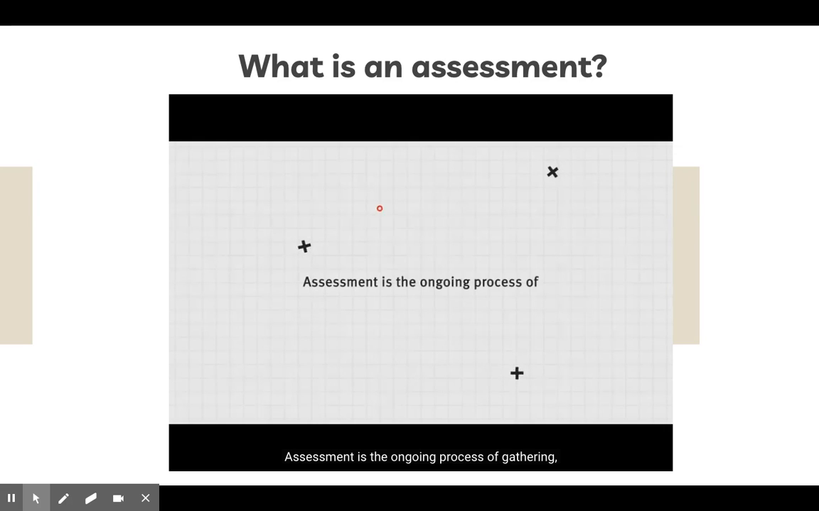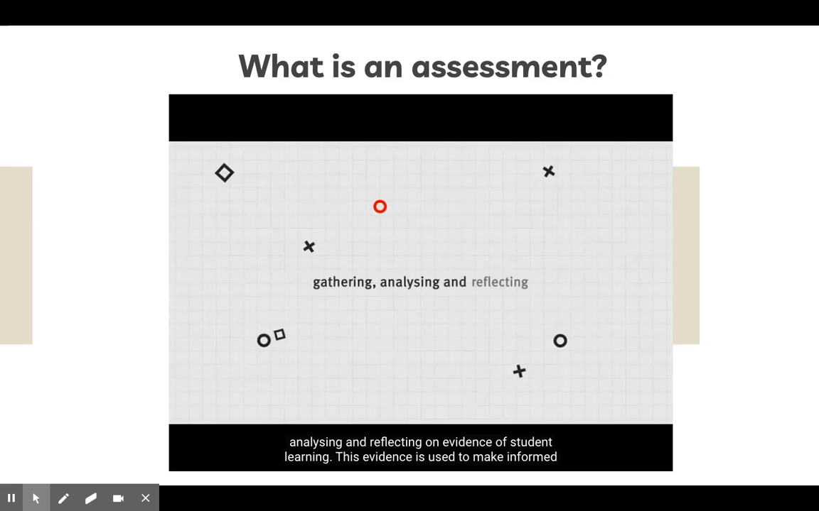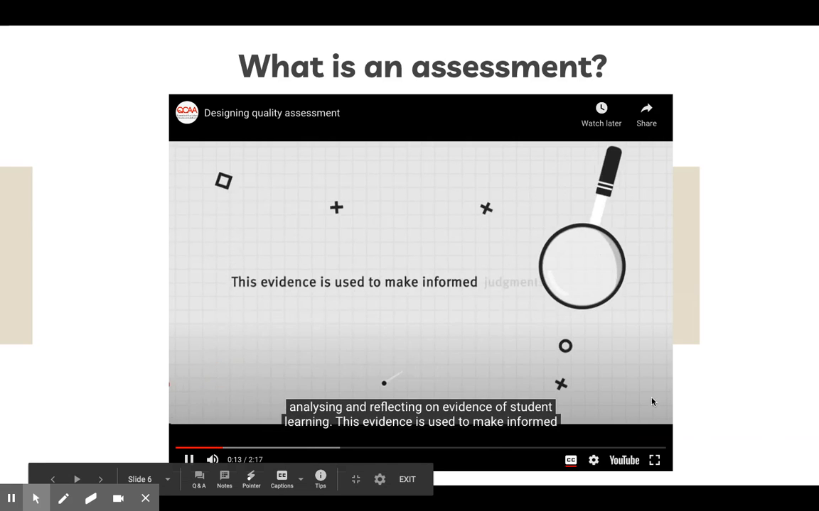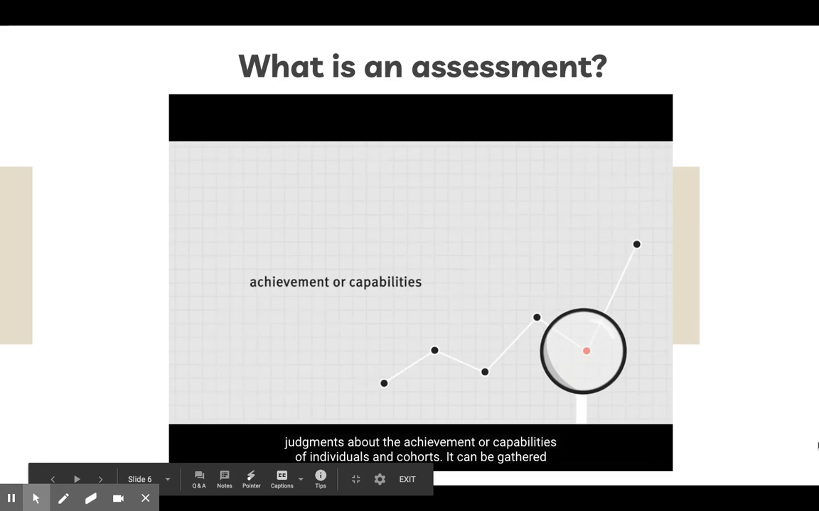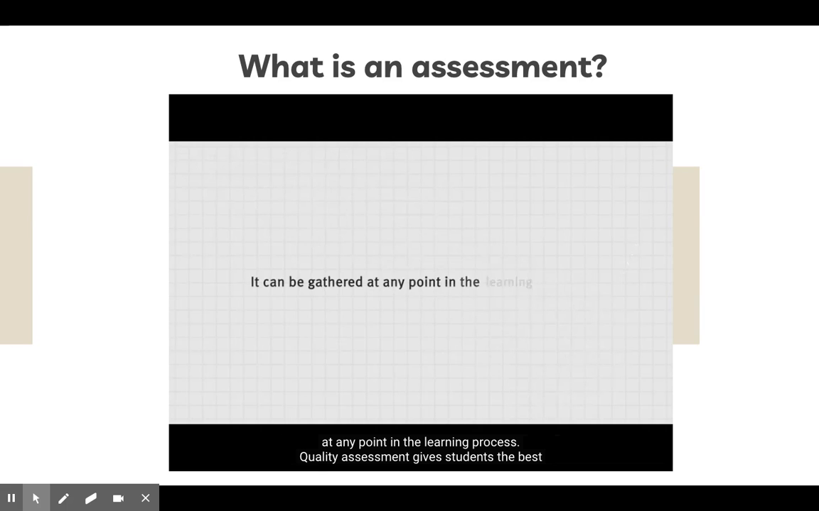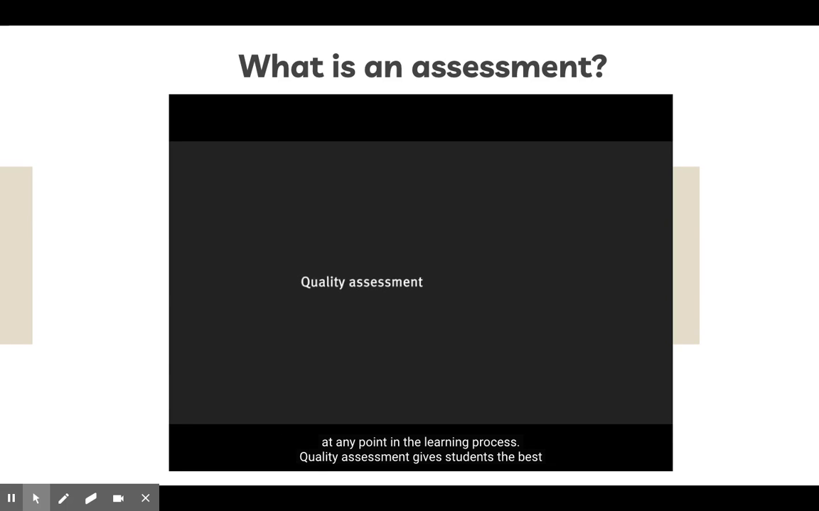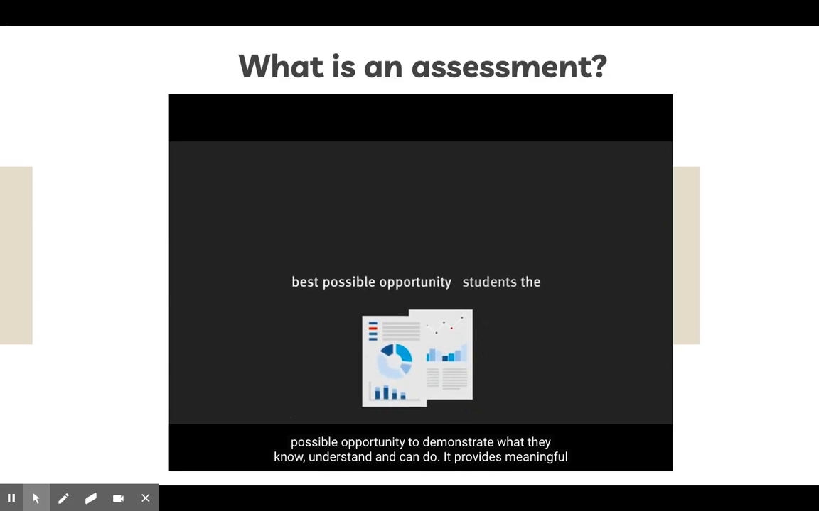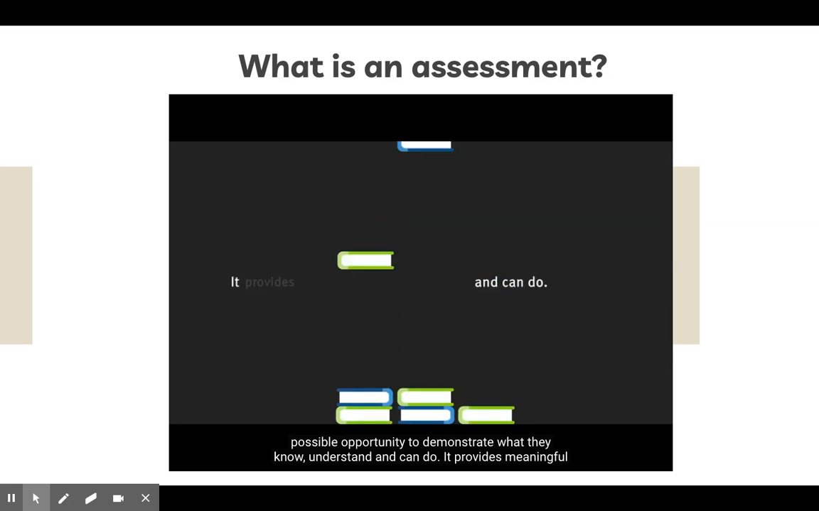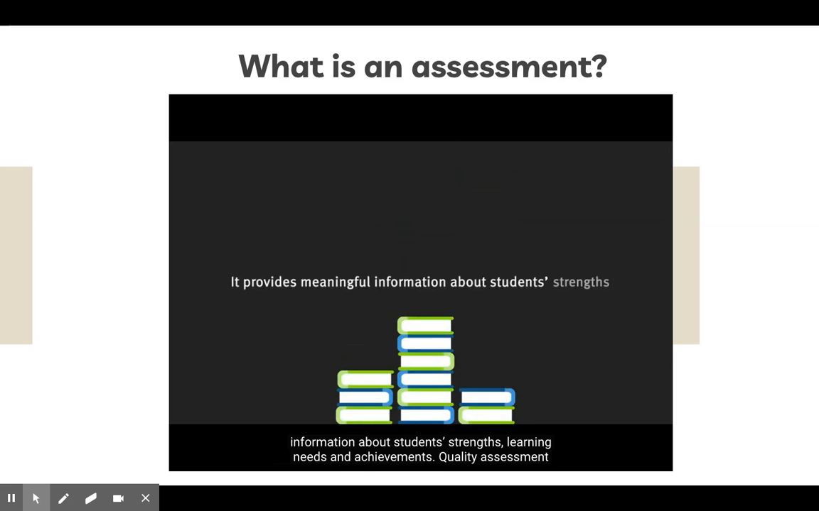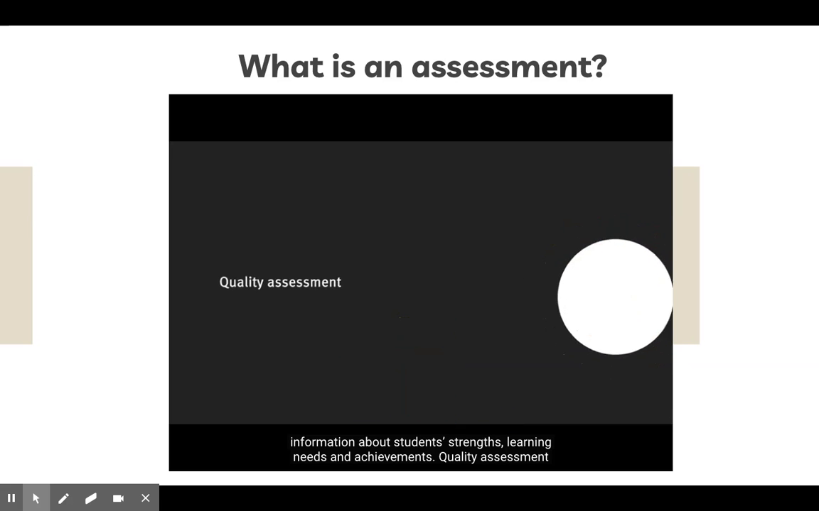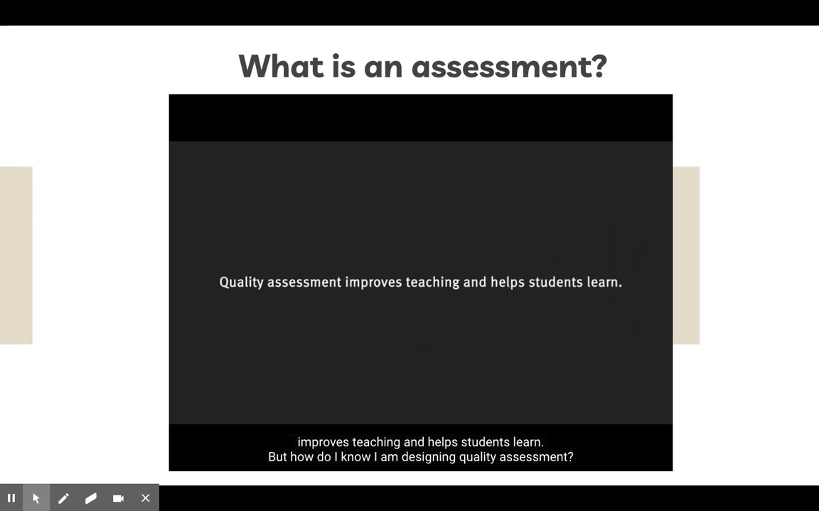Assessment is the ongoing process of gathering, analysing, and reflecting on evidence of student learning. This evidence is used to make informed judgments about the achievement or capabilities of individuals and cohorts. It can be gathered at any point in the learning process. Quality assessment gives students the best possible opportunity to demonstrate what they know, understand, and can do. It provides meaningful information about students' strengths, learning needs, and achievements. Quality assessment improves teaching and helps students learn.